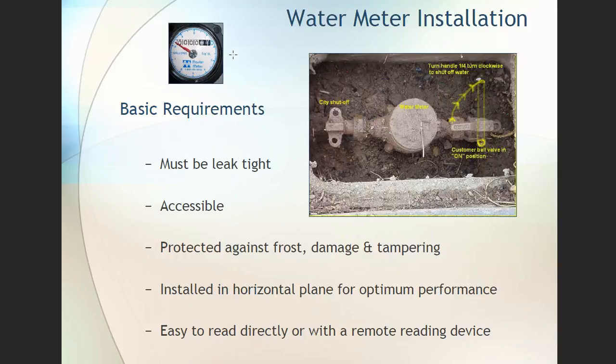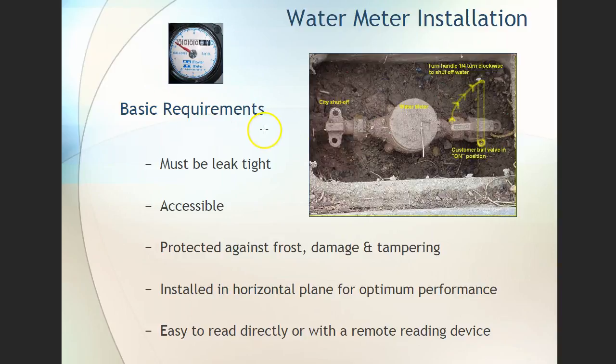But some basic requirements, they must be leak tight. Obviously, you don't want leaks in your system. Accessible. Yeah, I've seen them in boxes that were below the ground where you couldn't change the meter out because there wasn't enough room. So again, common sense stuff. Protected against frost, damage, and tampering. Installed in a horizontal plane for optimum performance. Obviously, you want it in a nice, neat, plumbed-in situation. And you want to make sure it's easy to read directly or with a remote reading device.